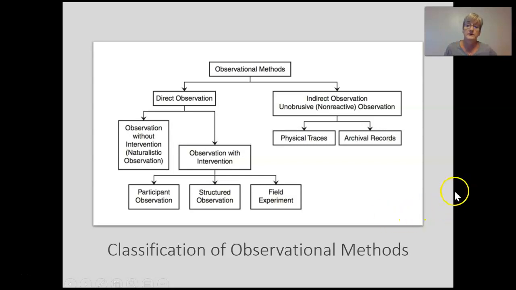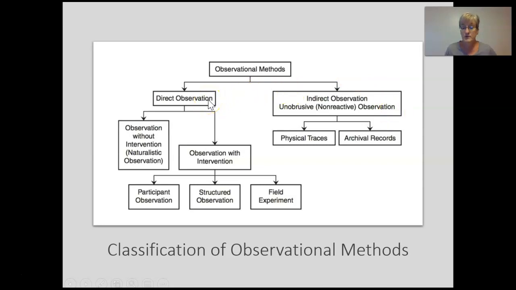Now, when we think about observational methods, they can be categorized, and I've captured this image from your text so that you can think about the way in which we categorize these methods carefully. So all of these methods are observational. Sometimes what we're observing directly, sometimes we're observing indirectly.